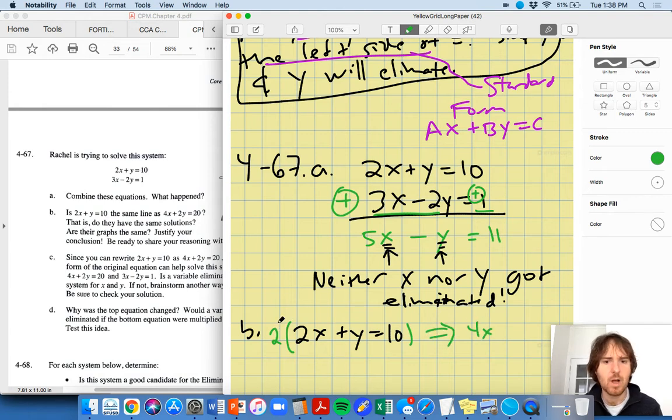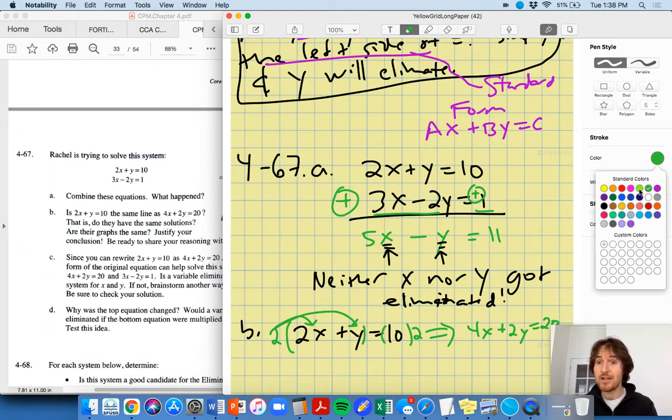2 times y, okay, 2. Remember that we have parentheses here. We've got to distribute, so multiply the right side by 2. 2 times 2x is 4x. 2 times y is 2y, so I'm going to do plus 2y here. And then 2 times 10 equals 20. And that's what we have here: 4x plus 2y equals 20.